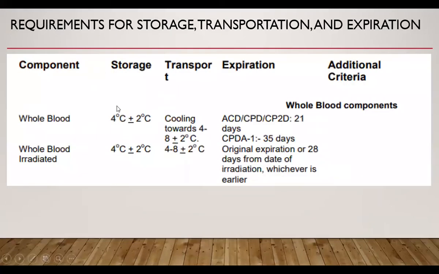So I have reproduced the requirements for storage, transport, expiration of blood and blood components. The whole blood should be stored at 4 degrees centigrade plus minus 2 degrees centigrade, and that in CPD have a shelf life of 21 days, that in CPDA have a shelf life of 35 days. The irradiated whole blood have a shelf life of 28 days.